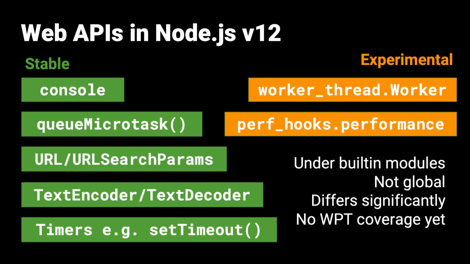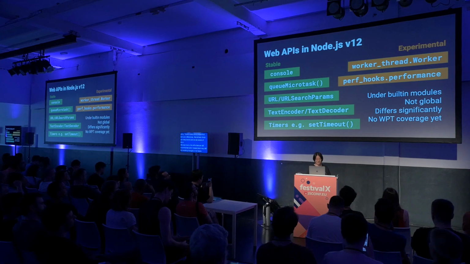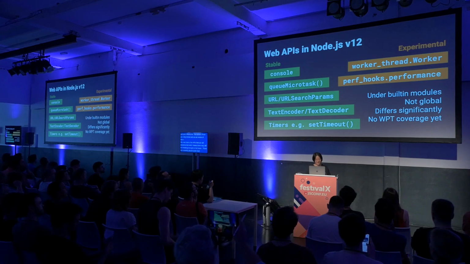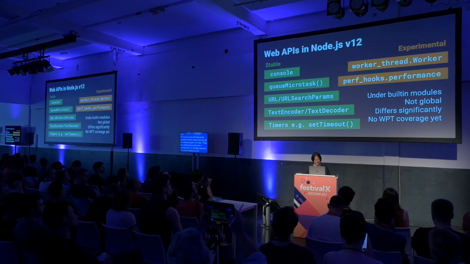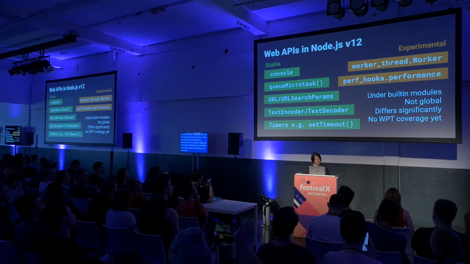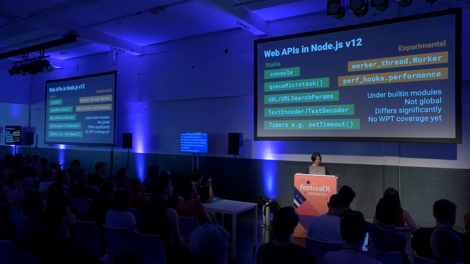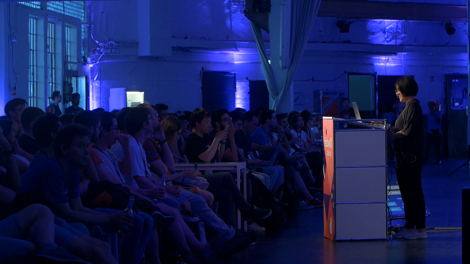We also have a few APIs that are still experimental, which means there may still be breaking changes in the future. These are currently placed under built-in modules and not on the global object yet. The current experimental web APIs that we have are workers and the performance timing API. But they also differ significantly from what you would get from the browsers. And we do not run web platform tests for them yet, so watch out.